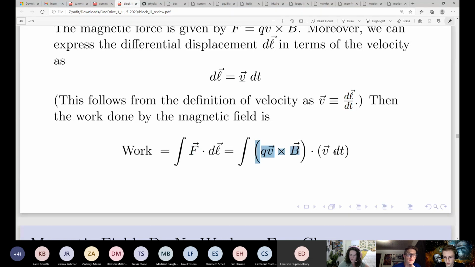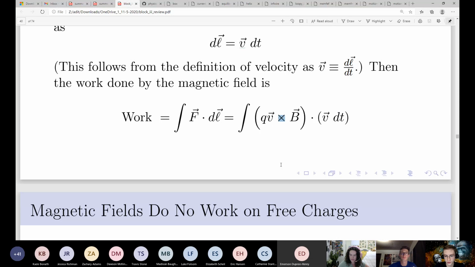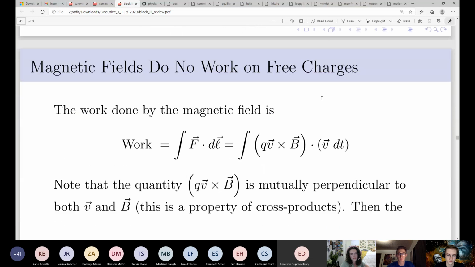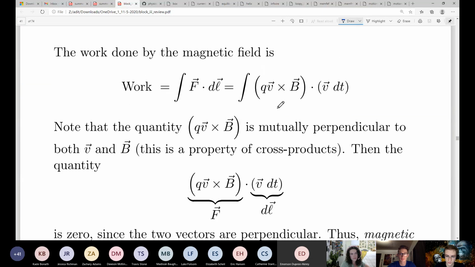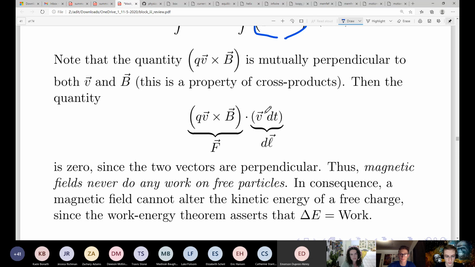Here's F, here's dl. One property of cross products is that cross products are always perpendicular to the two vectors that define them. So if that's my force, the force is always perpendicular to my B field and my V. That means I'm taking the dot product of two perpendicular vectors, and that is always 0. So that's just something to keep in mind.